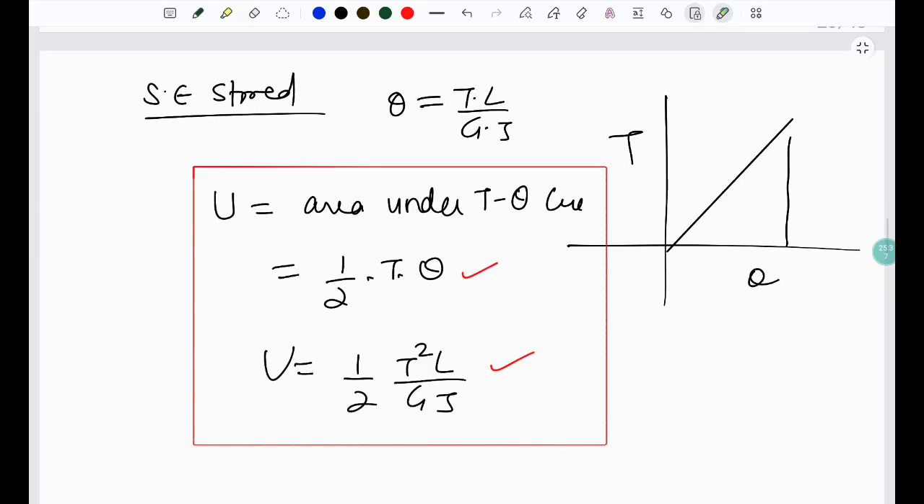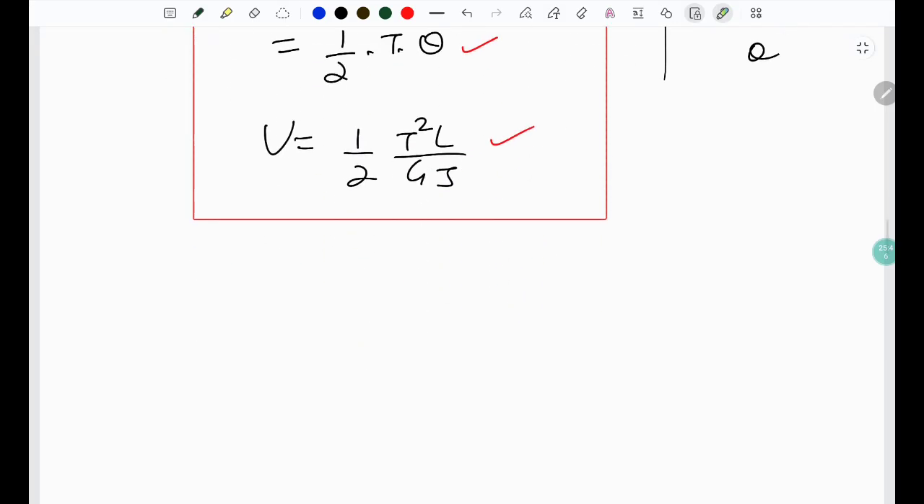Then strain energy stored can also be written in the form of area under the T theta curve. We find its area. Then it comes out to be 1 by 2 T square L by GJ.